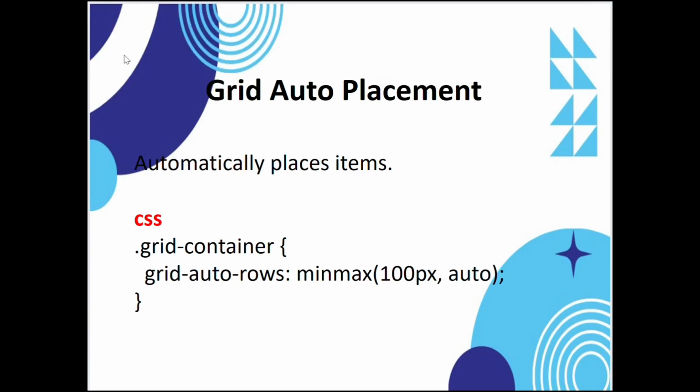Now grid auto placement. If you don't explicitly place items, CSS Grid will auto-place them into the next available space. You can control the default row height with grid-auto-rows. Here is the example: grid-auto-rows minmax(100px, auto).